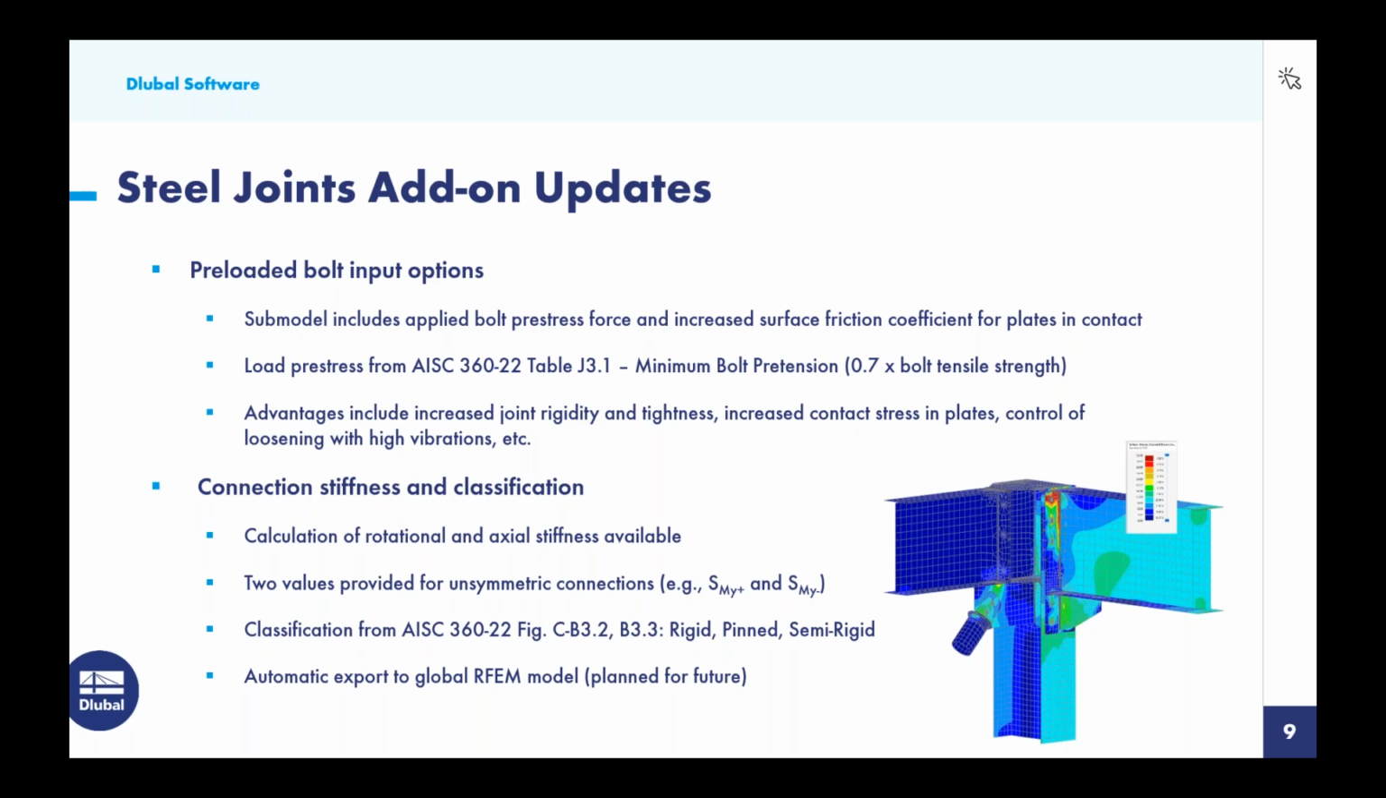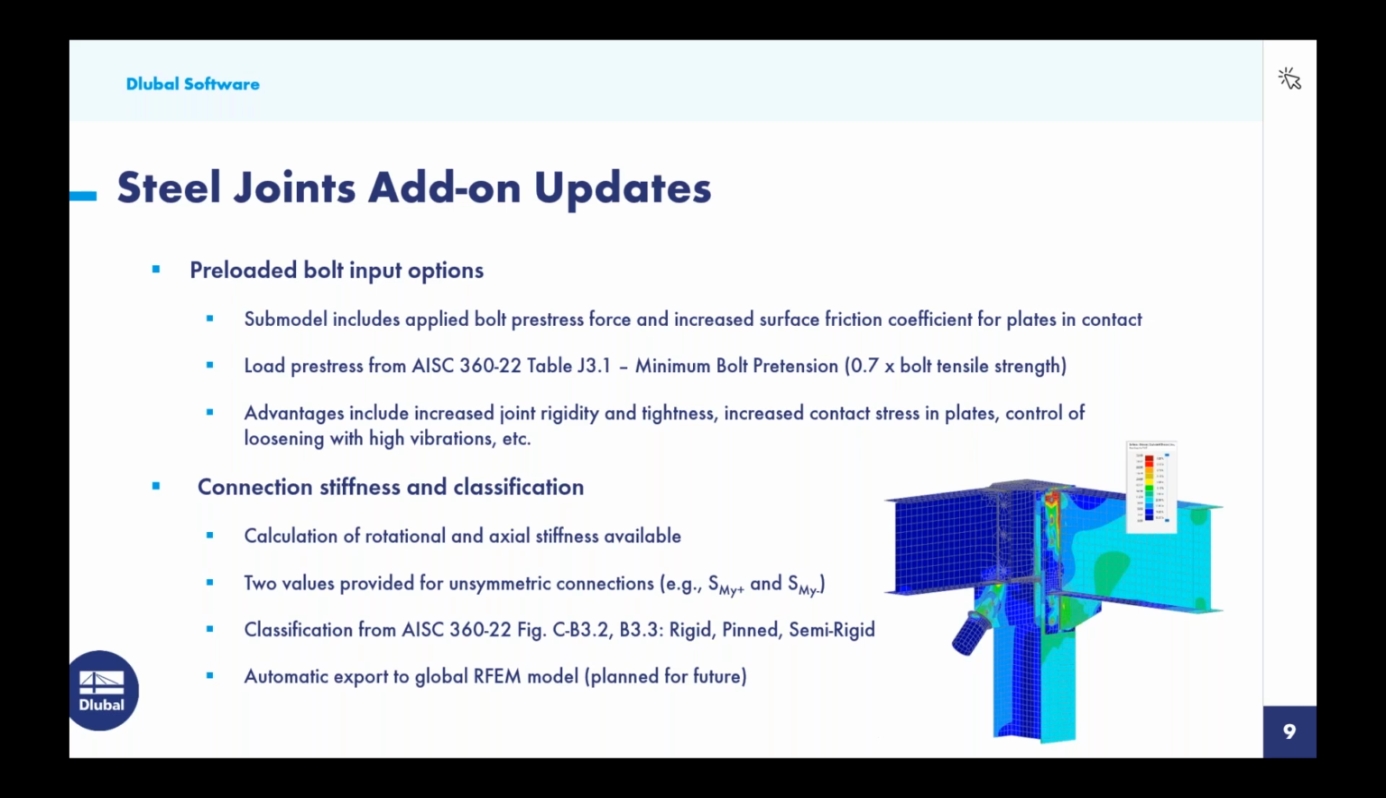So we have the ability in the steel joints add-on to calculate the rotational and axial stiffnesses for each member that frames into that connection point. So two values for each of these are going to be provided. For example, if we take a look at the stiffness of the strong axis bending rotational moment, we will see two values here, a positive and a negative, and this is just depending if the member is in positive bending or negative bending. Now, if we have a completely symmetric connection, these two stiffnesses would be identical.